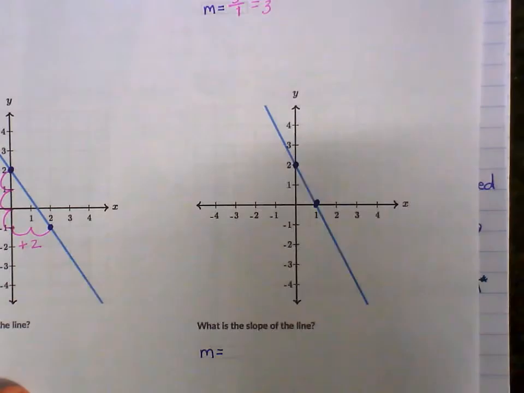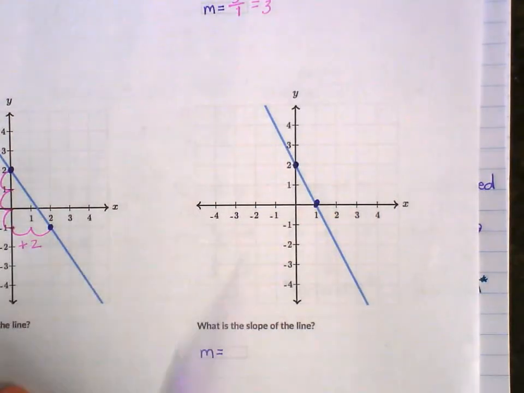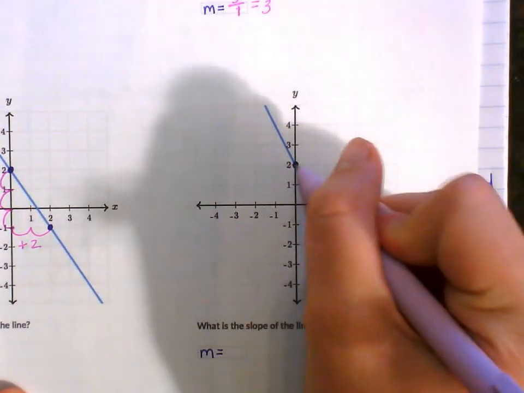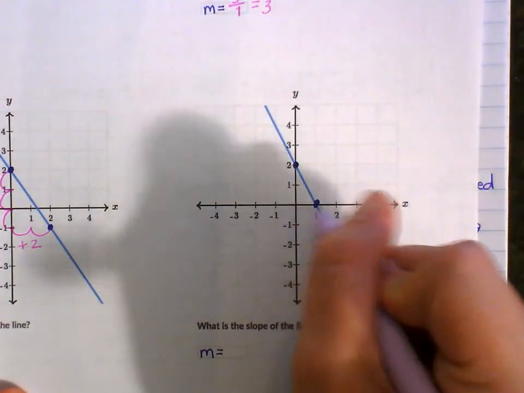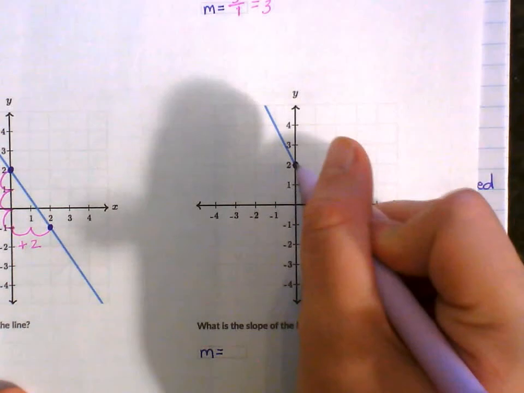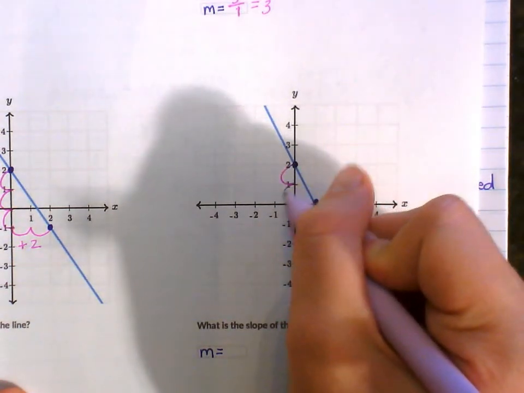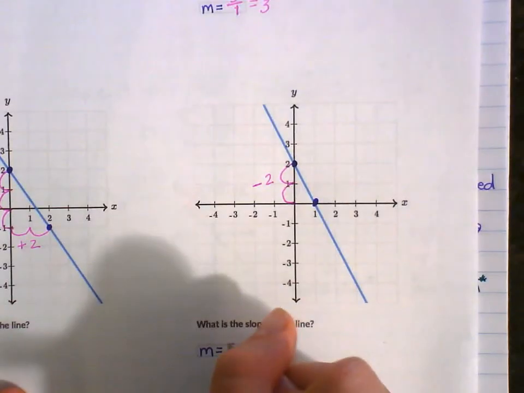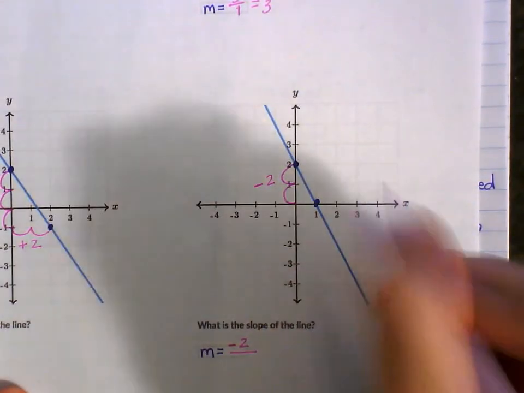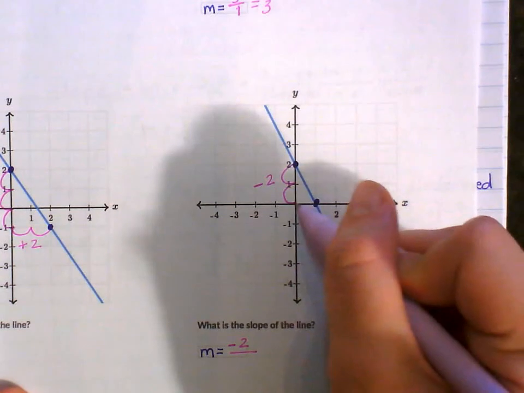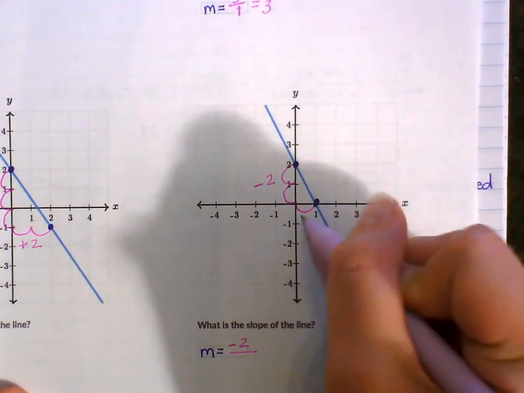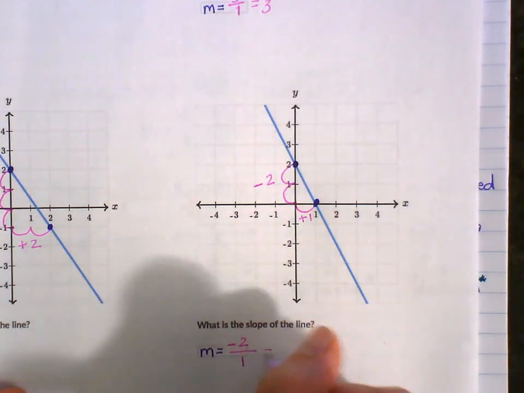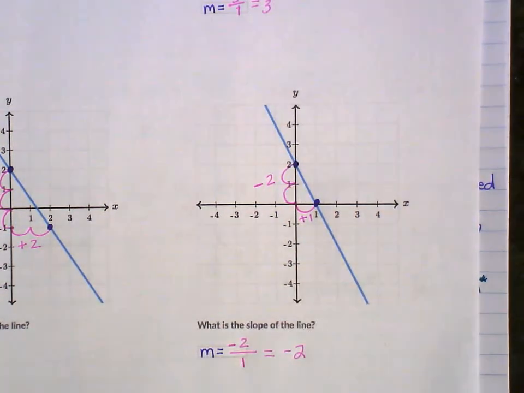Okay, so I know that Miss Fry said we read the graph from left to right, so I need to start with the left one. So to get from right there to the same height as this, I have to go down 1, down 2. So down, so negative 2. Now how much do I run? I run right, so it's going to be positive. I run right 1. So negative 2 over positive 1, or a slope of negative 2.